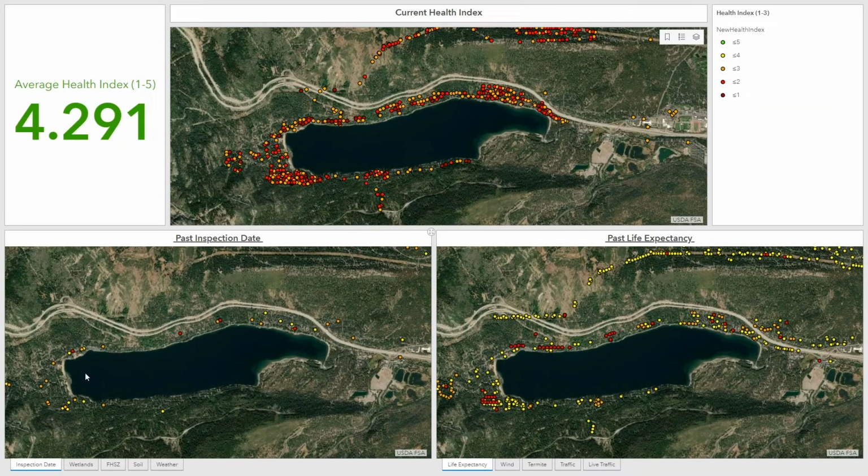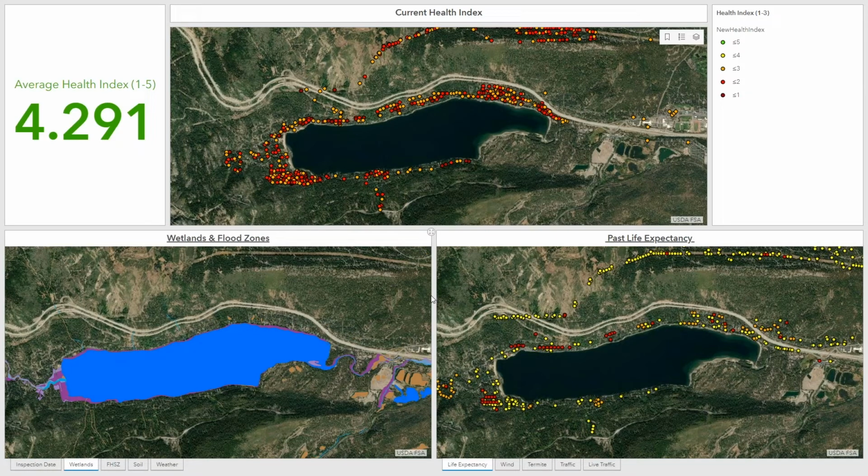But I also know that if these are all surrounding a lake, chances are there's a lot more moisture in the air or in the soil these poles are in, which is going to cause that rotting that we saw earlier. So to begin to identify other parts of our service territory that can be impacted by this kind of variable, I brought in a wetlands and flood zones map for us to understand where we have poles that are overlapping these particular areas.